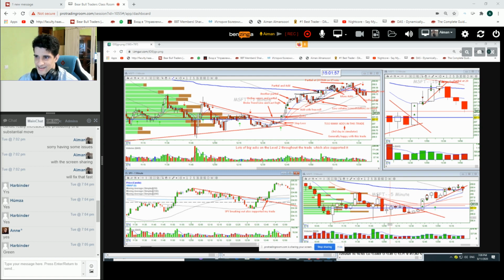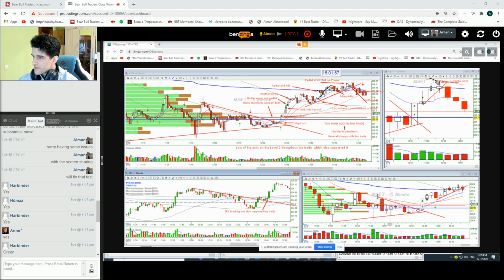This add here, again, I wouldn't have done that. Why is that? The breakout happened, right? And it could just simply go down and get you stopped out. We need to add after pullbacks or at breakouts after the pullbacks, not on the moves to the upside, right, Harbinder? But other than that, you did amazingly well.